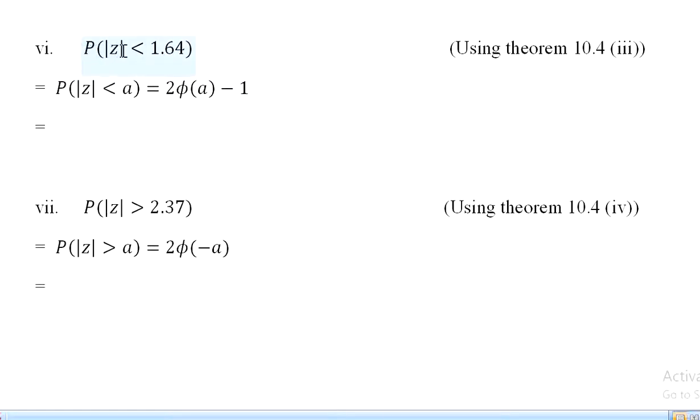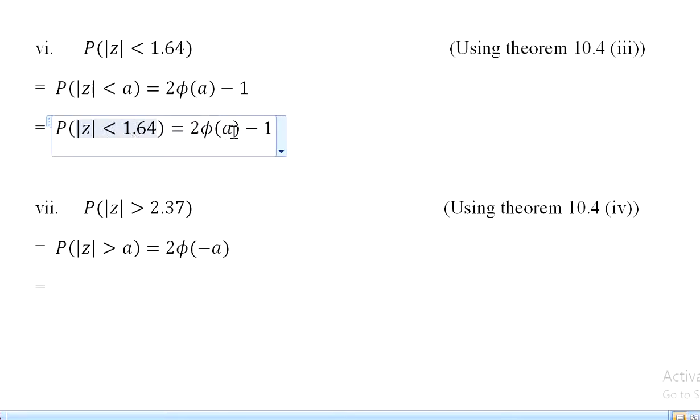If you want to find the probability of z in modulus form, you already have a theorem available, theorem number 10.4, part 3: if you want to find the probability of modulus of z less than a, that is equal to 2 phi of a minus 1. So you can directly use this form. I'm just going to copy paste it. A is 1.64, so that is equal to 2 phi of 1.64 minus 1.